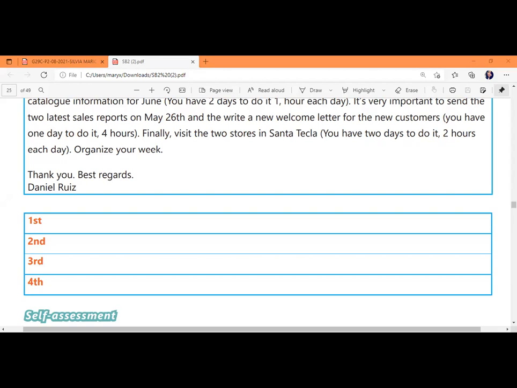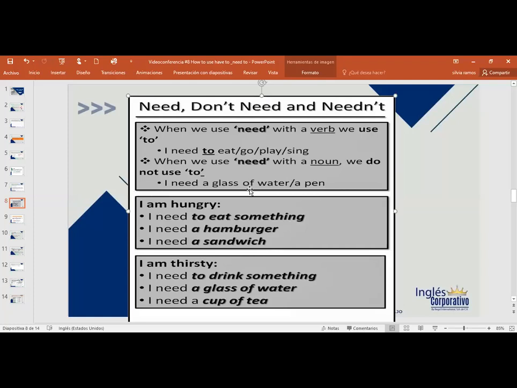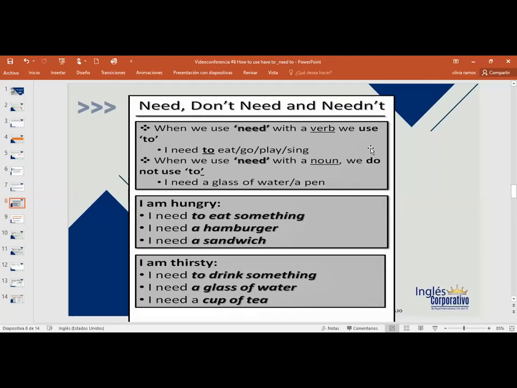Okay. We continue here with this. More explanation about the use of need to. Remember, these are necessities. Just like you did with the priorities, right? Son necesidades. Very good. Now, this is the grammar explanation, right? But for example, if you say, I am hungry, si tengo hambre, I am hungry, right? I need to eat something. I need a hamburger. I need a sandwich, right?